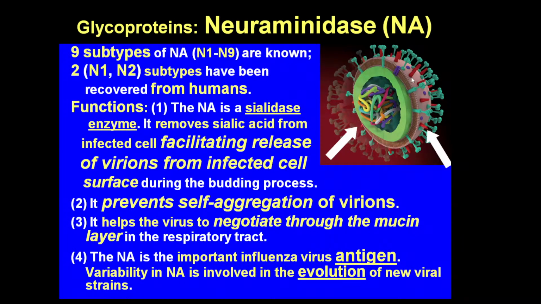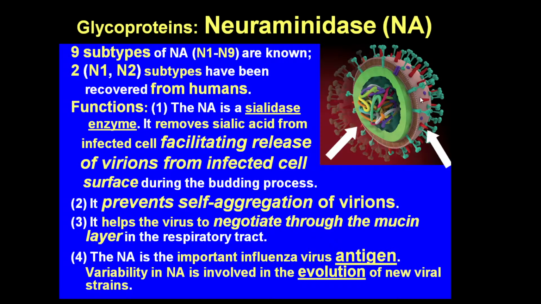Then the second glycoprotein, that is neuraminidase. So we have altogether 9 subtypes of the neuraminidase, from N1 to N9. The known N1 and N2 subtypes are being isolated from humans, and the rest from animals. So neuraminidase is a sialidase enzyme. What does it do? It removes sialic acid from the infected cell, facilitating release of the virion from the infected cell when they bud of it.